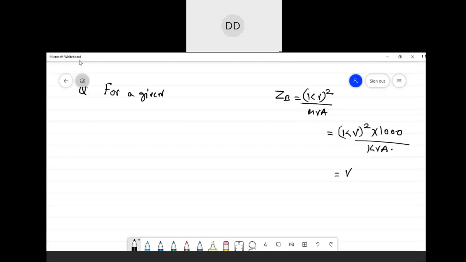What they are doing is writing V line to line squared into 1000 by KVA. They write V line to line in terms of kV, so basically the line to line voltage would be like 11 kV. That V line to line they are substituting, that's why they write it like that. So this was one explanation.